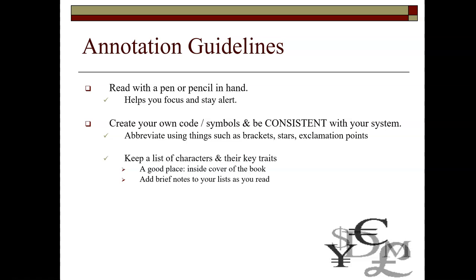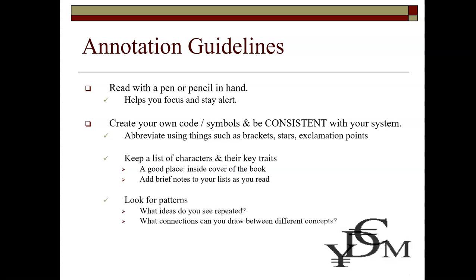You want to keep a list of characters and their key traits. A good place would be inside the book cover. You can make it like a map key there. Add brief notes to your lists as you read. This will tell you what your symbols are in case you forget, and what they mean. Look for patterns. What ideas do you see repeated? What connections can you draw between these different concepts here?